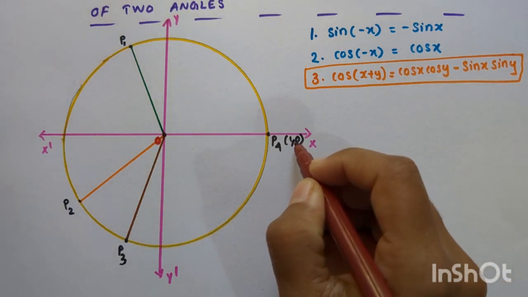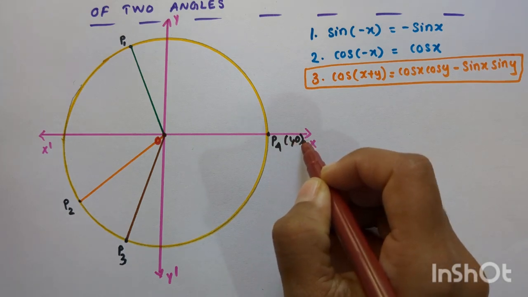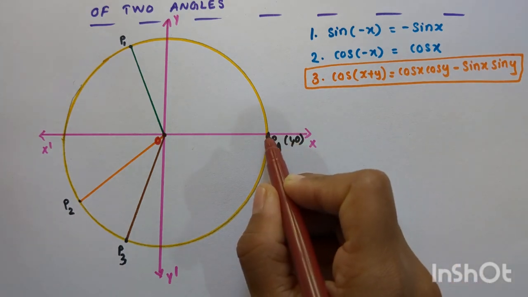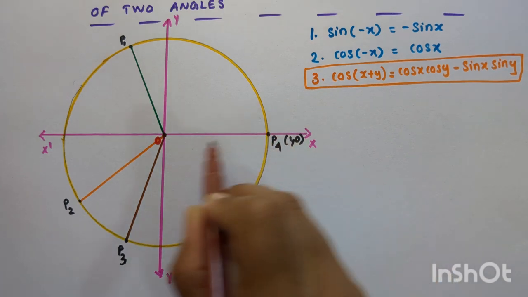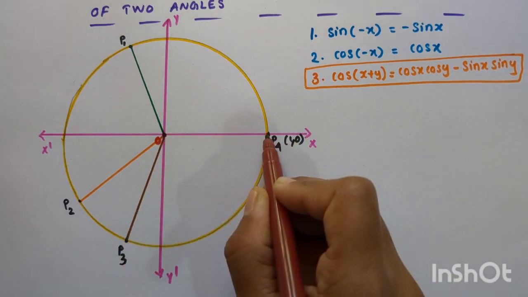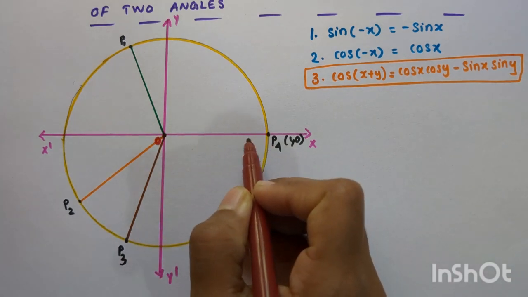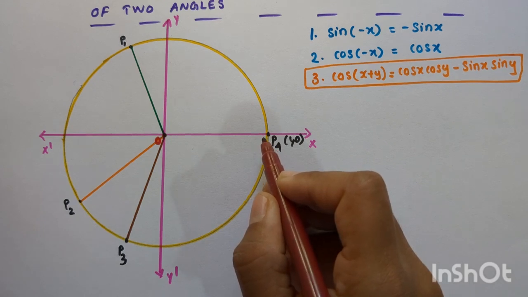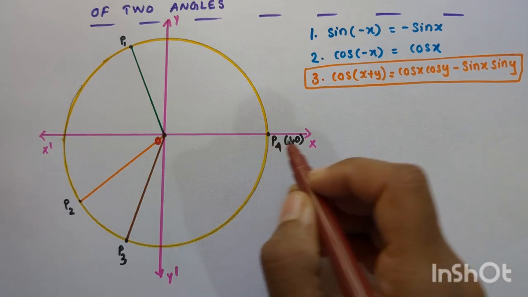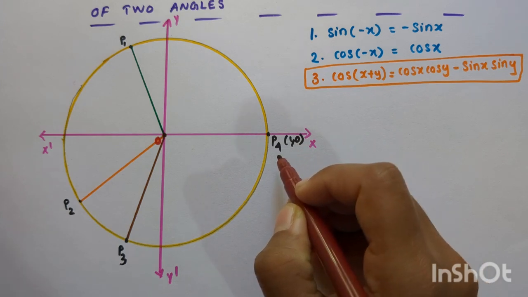See, the x and y coordinates of the point P4 will be 1, 0, because P4 is a point on the x-axis. So the y coordinate is 0. And for the x coordinate, from the origin to this point P4 the distance will be 1. Why? Because it is a unit circle. From the center to this point P4 is the radius of the circle, which is equal to 1 unit. So its x coordinate will be 1, y coordinate will be 0.